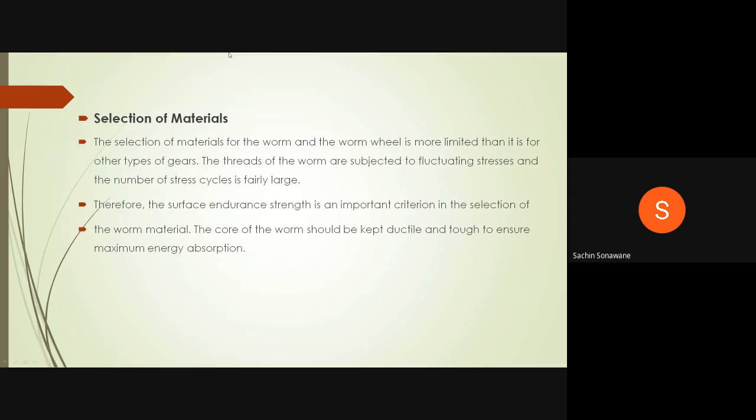Now, selection of materials for worm and worm gear. The selection of materials for the worm and the worm wheel is more limited than it is for other types of gears. The threads of the worm are subjected to fluctuating stresses and the number of stress cycles is fairly large. Therefore, the surface endurance strength is an important criterion in the selection of the worm material. The core of the worm should be kept ductile and tough to ensure maximum energy absorption.